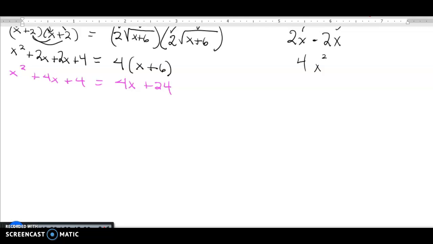We'll shift everything to one side so we can factor it. So let's subtract 4x, and while we're at it, let's subtract 24. Subtract 24. So we come down to x squared minus 20 equals 0.